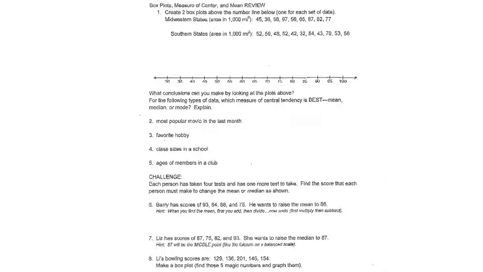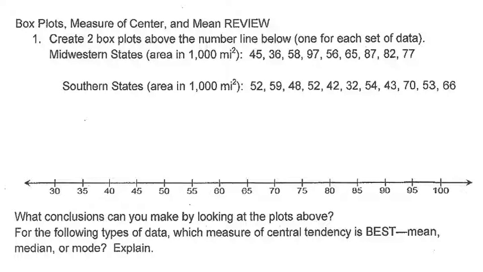Now today's lesson is on box and whisker plots, so we're going to continue talking about box and whisker plots. So at this time, please turn to this page in your packet. Now we're going to compare two different sets of data by using a box and whisker plot. So here we have the Midwestern states, and the area is in 1,000 square meters. Here's the area for each of them. And then we have the southern states, and here's the data for the southern states.